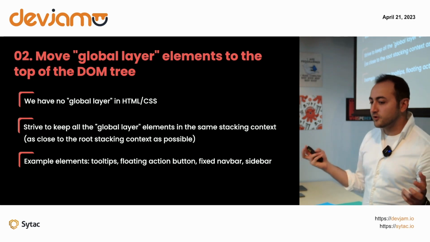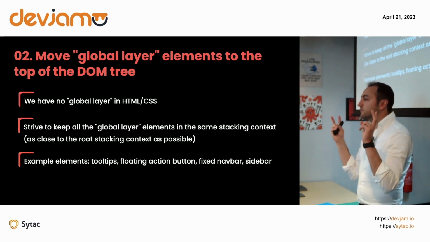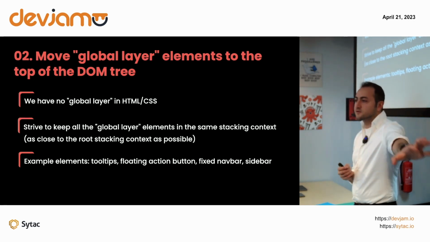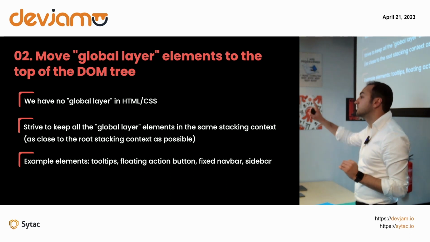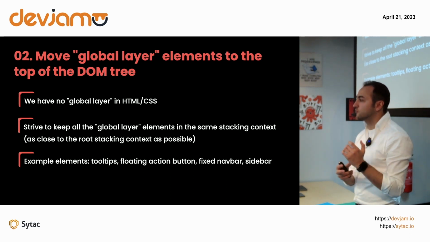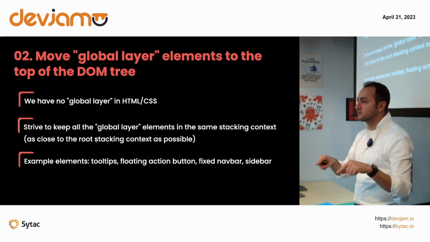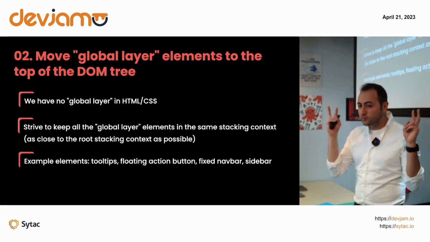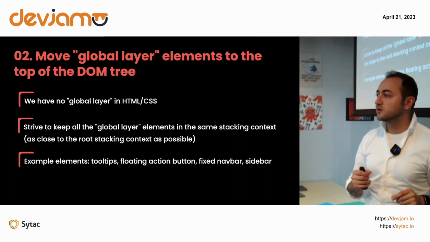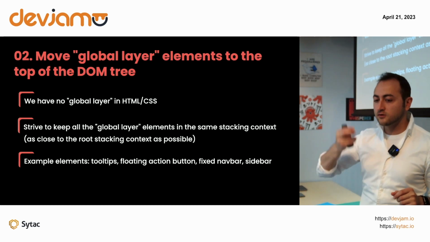Now, as developers, we all think that we have this kind of a global layer. Like if I use the z-index in this component, I just have to compare it to that other component, but that's not how it works because it's only within a stacking context. But you can create your own global layer, more or less, at the top of the DOM, at the root of the DOM.